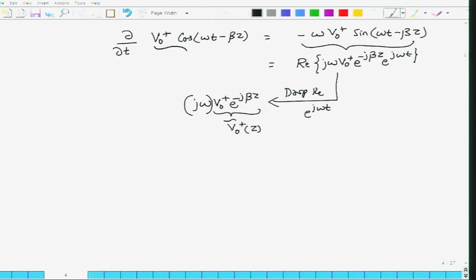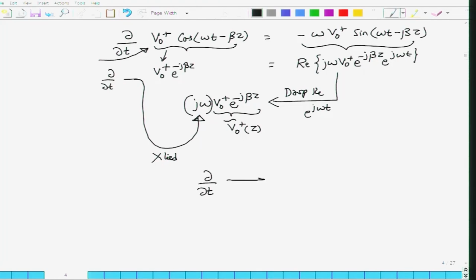So, if I represent this one in terms of its phasor, this would be V0 plus e to the power minus j beta z, and when I differentiate this one with respect to time, this is as though I have simply multiplied the phasor by j omega. So, differentiating del t of the original cosine waveform is equivalent to multiplying the phasor by j omega. So, mathematically del t in the time domain becomes multiplication by a factor j omega in the phasor domain, as I said. Okay.